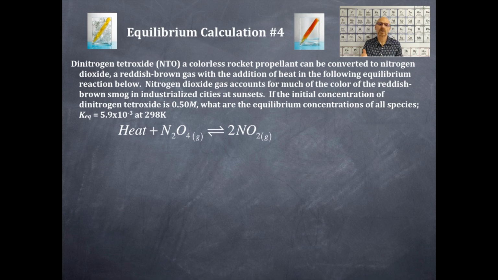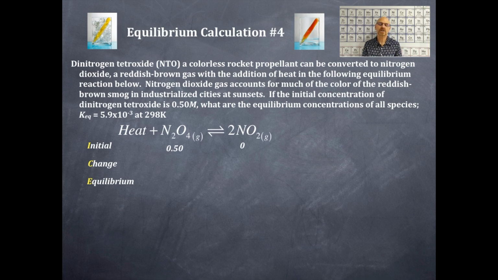All right, so we're going to have to do an ICE table on this one as well. Remember? Ice, ice, baby. Okay, here we go. Initial, change, and equilibrium. We do have a value for the initial amount of the dinitrogen tetroxide. That is 0.50 molar, and that's going to go right there. Now, what is the initial concentration of the product? What is always the initial concentration of the product? And that is going to be a 0.